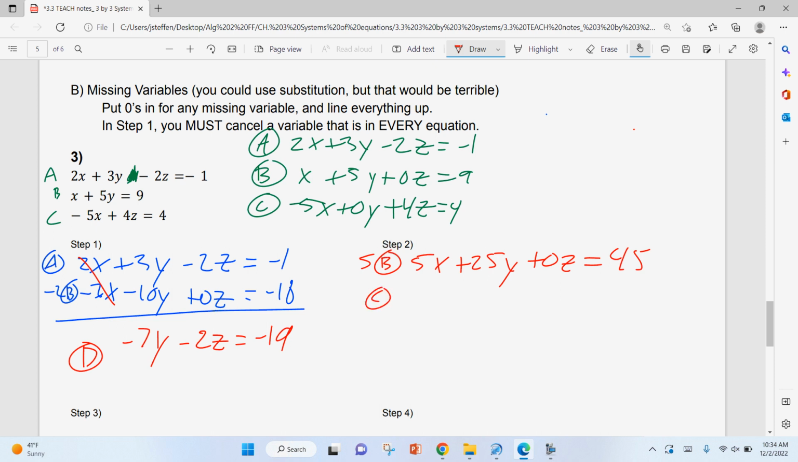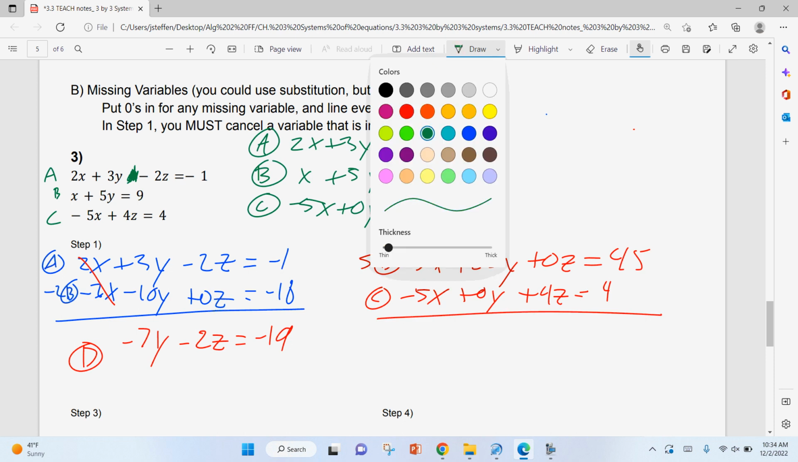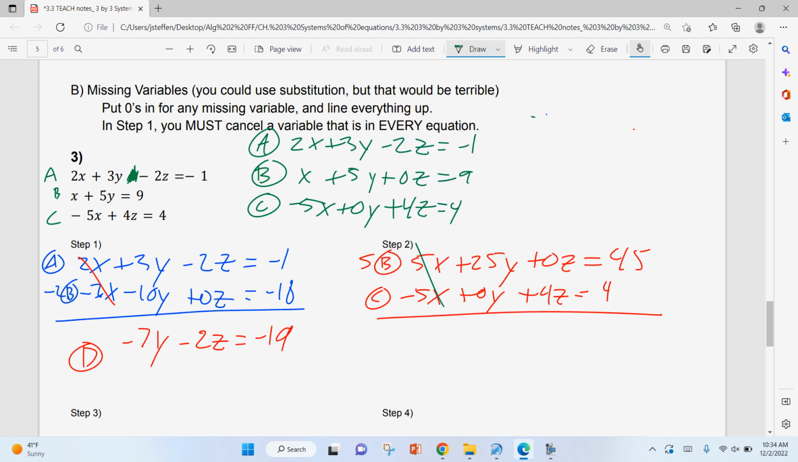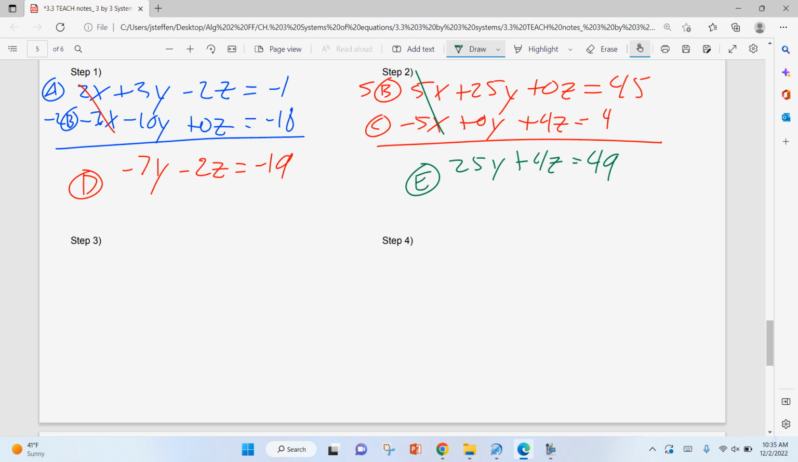And then my C is -5x plus 0y plus 4z is equal to 4. X is canceled just like we wanted. 25 plus 0 is 25. 0 plus 4 is 4. 45 plus 4 is 49. That's what I used as my equation E.